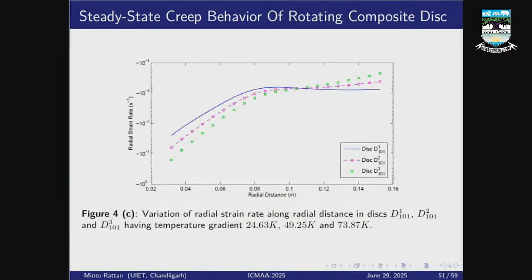The effect of different linear thermal gradients on radial strain rates can be seen near the inner and outer radii of the disk from the graph. The radial strain rates decrease with the decrease in thermal gradient in disks D1, D2 and D3, as shown in figure 4c. However, at the inner radius, disk D3 shows the highest radial strain rate, and at the outer radius, the radial strain rate is highest for disk D1.